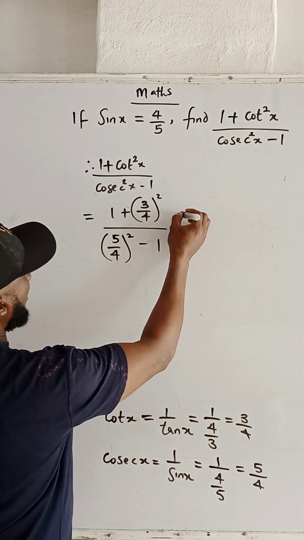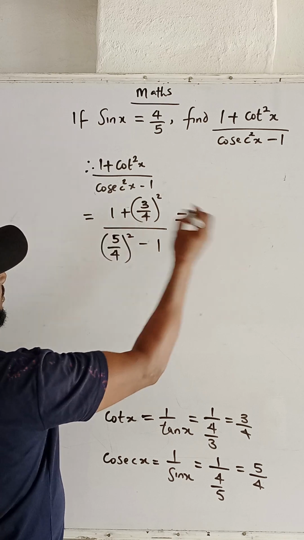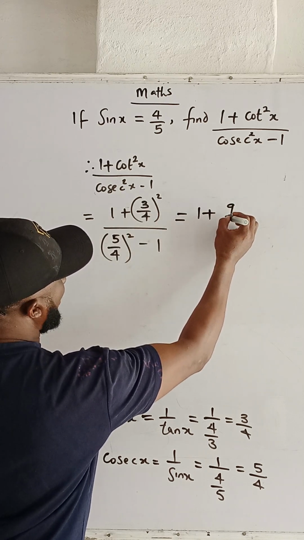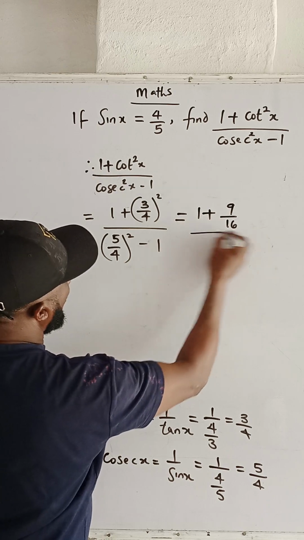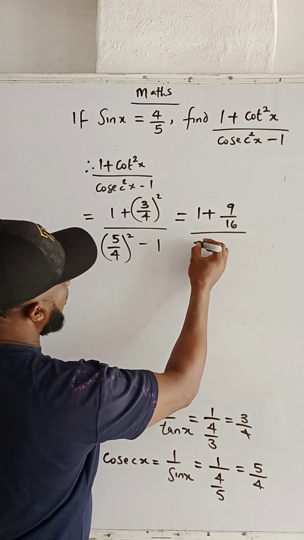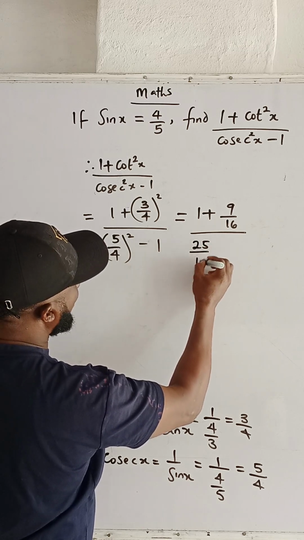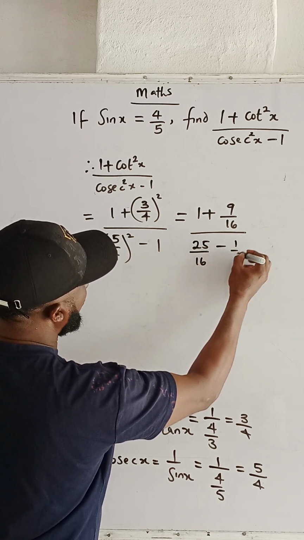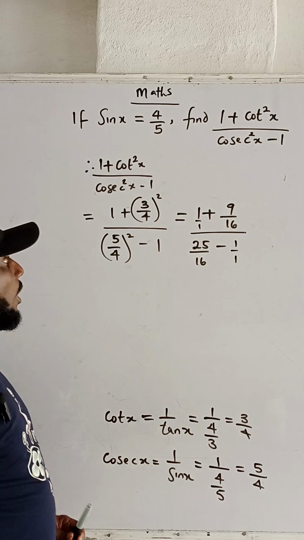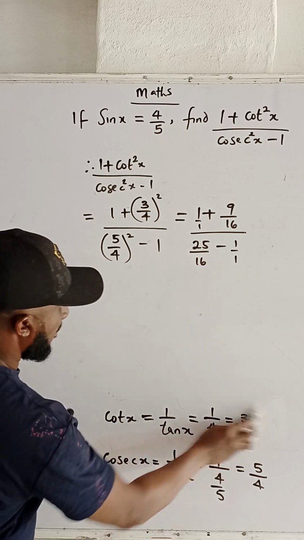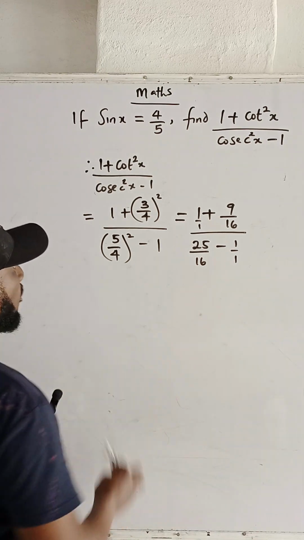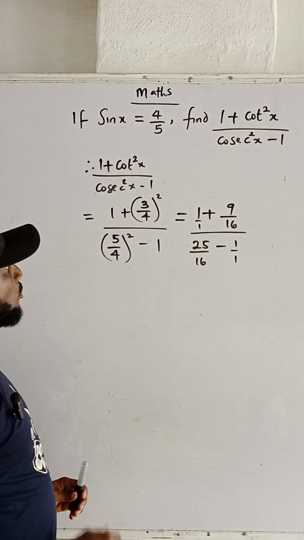So what we have here is a simple fraction. So 1 plus, if you square 3 on 4, that becomes 9 on 16, all divided by, if you square 5 on 4, that becomes 25 all over 16 minus 1 all over 1. So it is needless to be looking for LCM. We can use the butterfly method to take care of this.